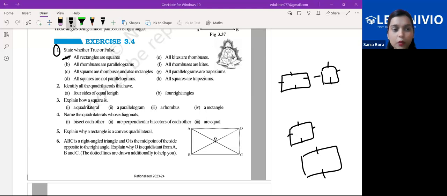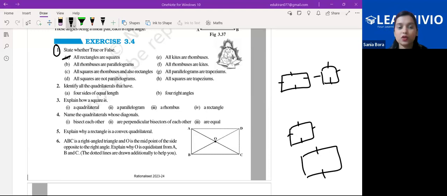Okay, now G1. G1 is also true. Yes, all parallelograms are trapezium. And H1 is also true. All squares are trapezium. Right? How is it that all kites are rhombuses but not the other way? Ma'am, I didn't understand E1. Can you explain it? Yes, this is false. E1: all kites do not have equal sides. That's why it cannot be a rhombus. Oh, okay, ma'am.